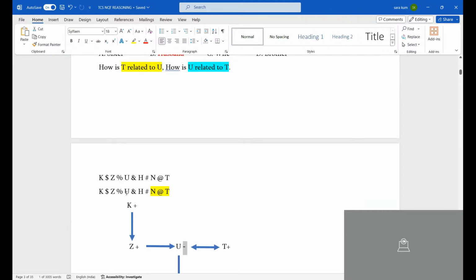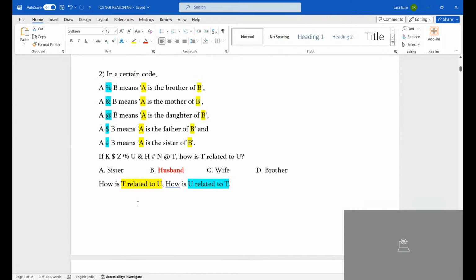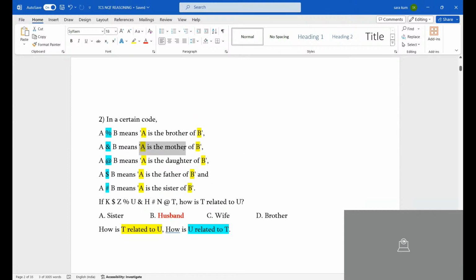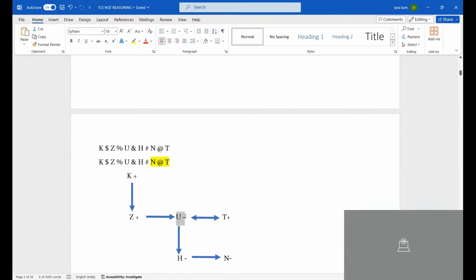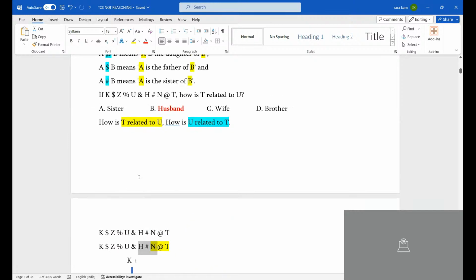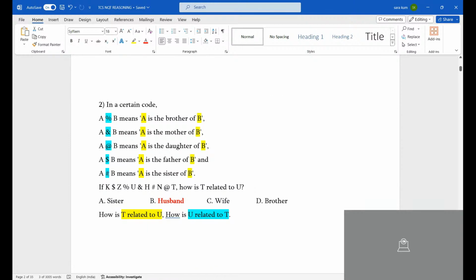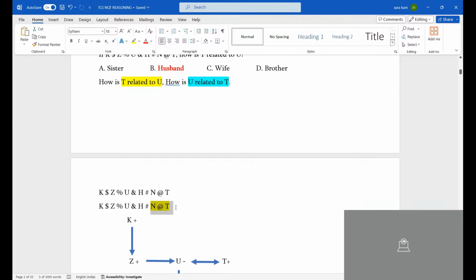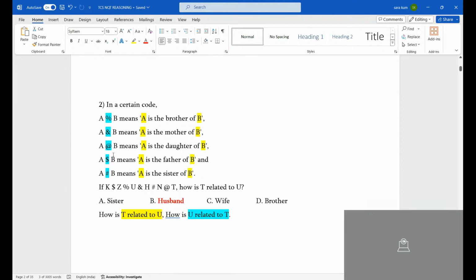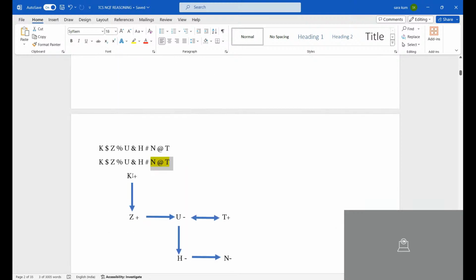And U and H, what the and symbol means is A is the mother of B. So U is the mother of H. So that is why I negated U, and then this is U is the mother of H. And H hash N, what does hash mean? Hash means A is the sister of B. So here H is the sister of N. So you can see H is the sister of N here. And finally N at T. So the meaning for the symbol at would be A is the daughter of B, or I should say here N is the daughter of T.